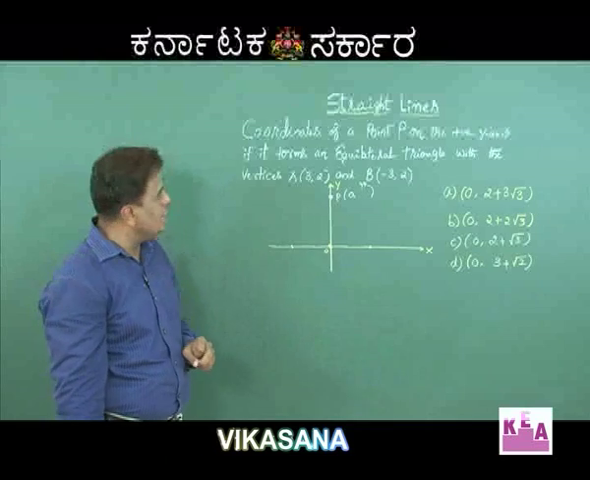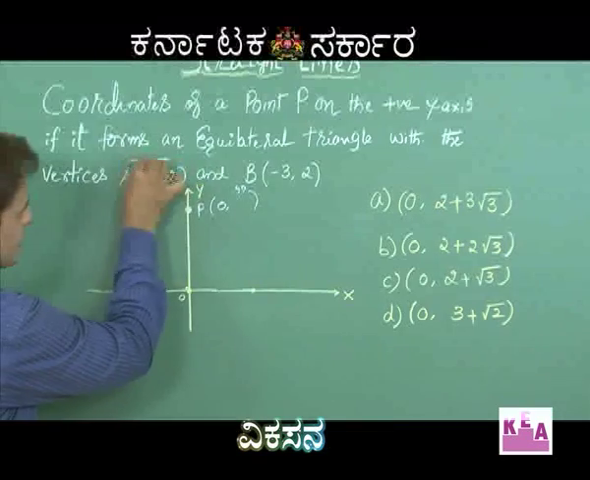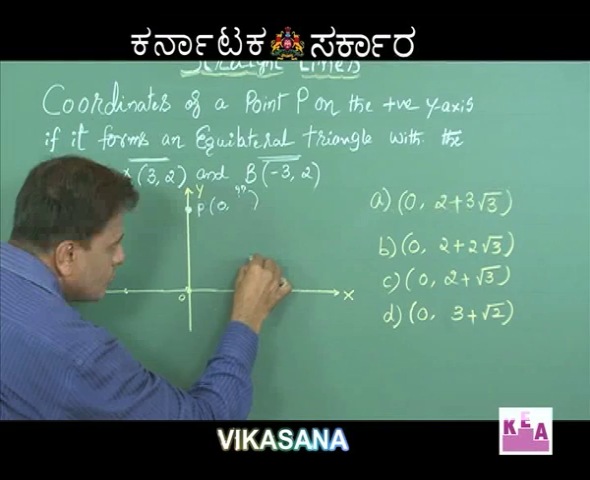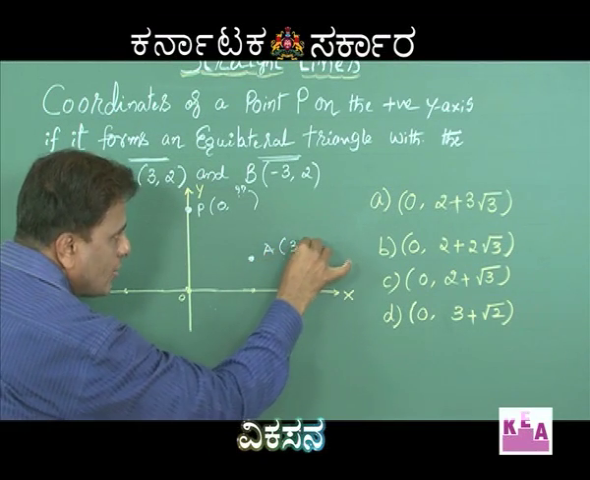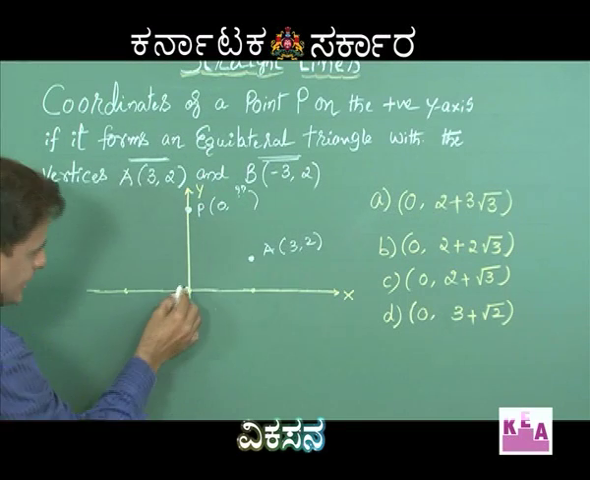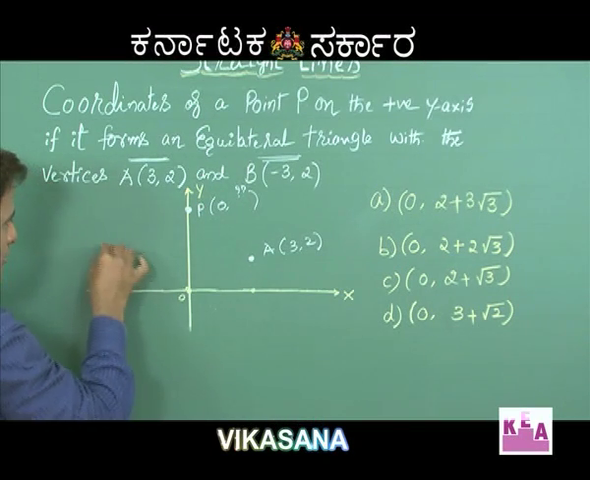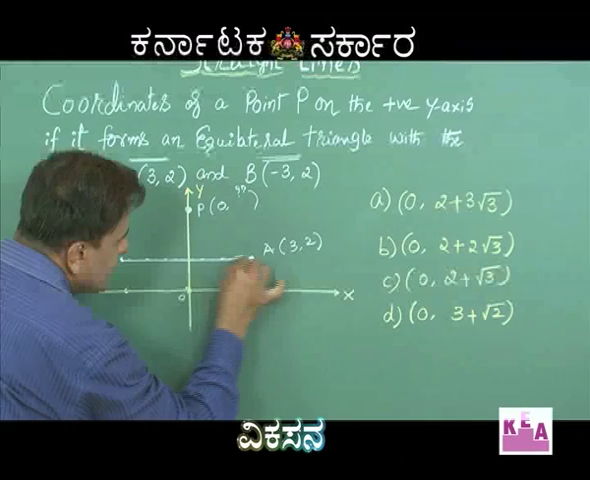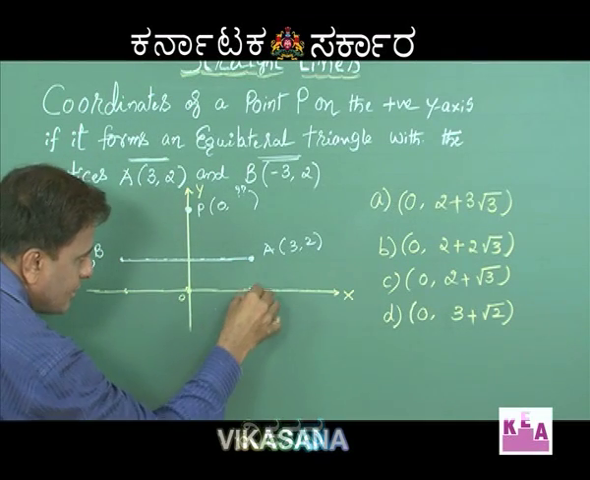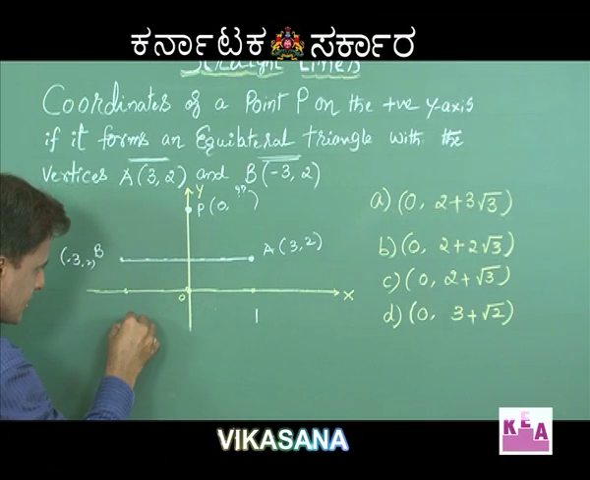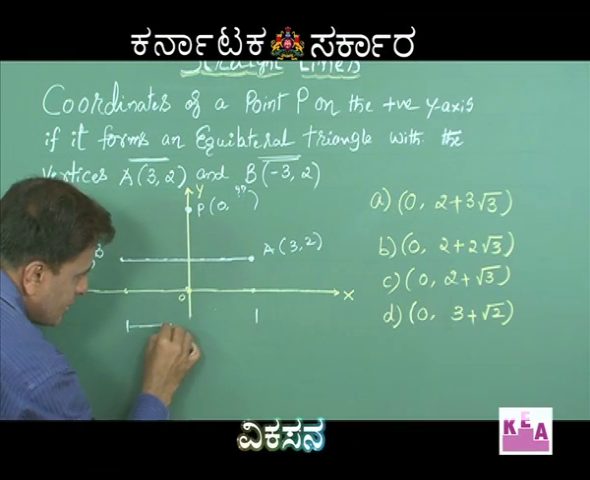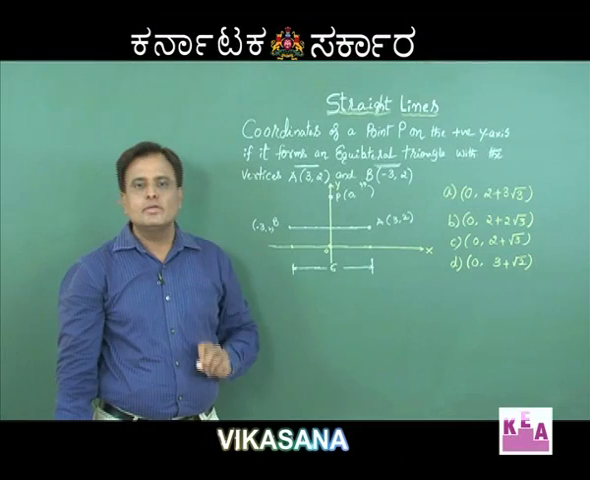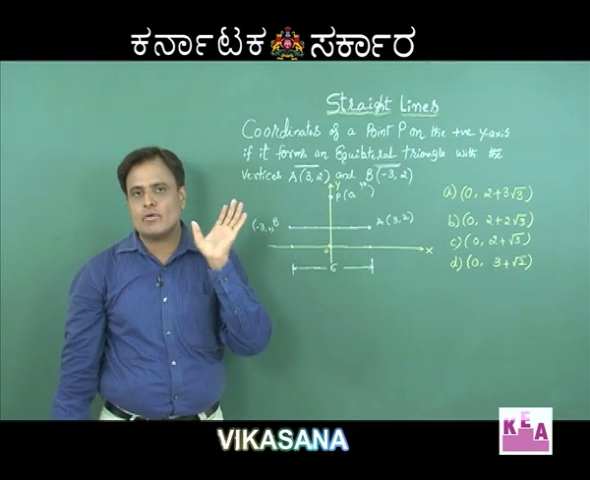The easiest way to solve this example is to first locate the given two points on the diagram. Suppose we take the A point as (3, 2), and draw a simple diagram, and the B coordinates are (-3, 2). If you join a line, the distance on this side is 3 and on this side is 3, so the total distance between points A and B is 6. That means whatever triangle it forms, the length of the side of the triangle is 6.